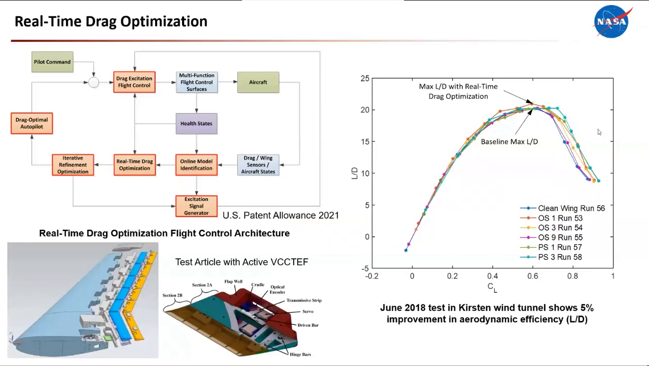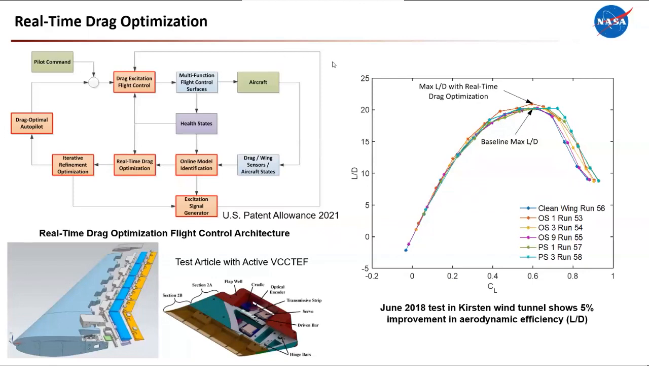But it's all offline based on a model. And sometimes aircraft operation does change in flight. You know, they may cruise at a different altitude than intended, or they may slow down the airplane or something like that. So the ability to do real-time drag optimization enables us to figure out how to minimize the drag and fuel consumption in real time.